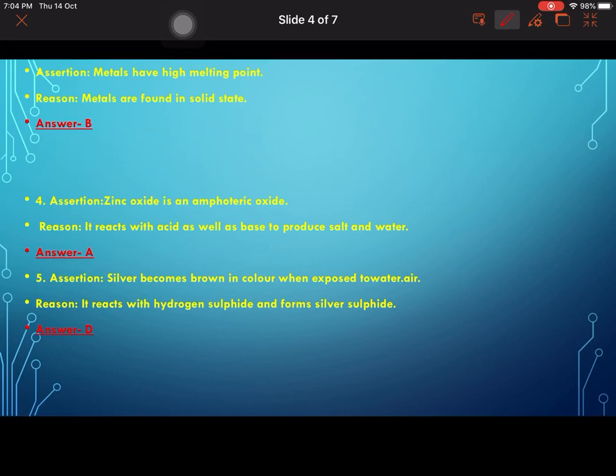Silver becomes brown in color when exposed to air. So it becomes black in color. So assertion is wrong and it reacts with hydrogen sulfide and forms silver sulfide. This is correct. So answer D will be there.